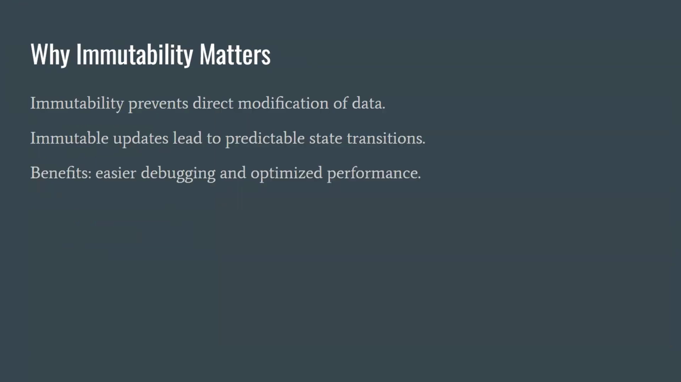Why immutability matters. Immutability means once a data structure is created, it cannot be changed. So in React, treating state as immutable leads to predictable data flow, easier debugging, and optimized performance. Thus, when we update state, we should always replace it with a new object instead of modifying the existing ones.